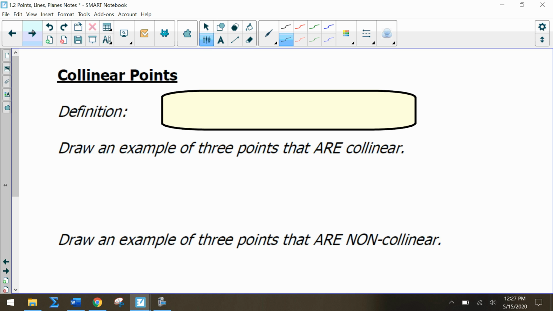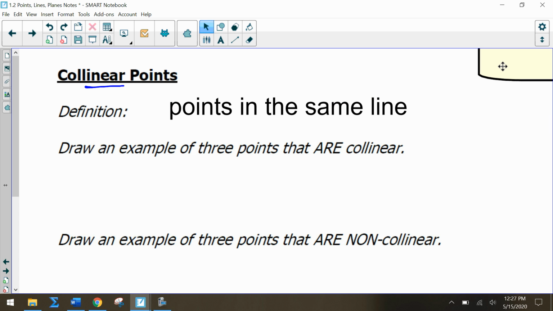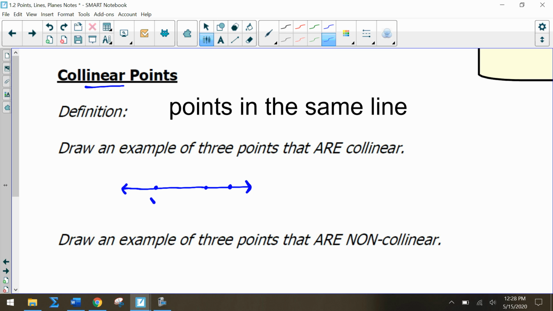Okay, so collinear points. So collinear, if you're looking at the word co and then looking at linear, linear is a line, co together. So for this particular term, collinear points are points in the same line. Okay, points in the same line. So an example of collinear points, if I have these 3 points, or if I had 2 points that created the line, I added a third point here, so I had X, Y, and Z. X, Y, and Z are on the same line, so they are collinear.